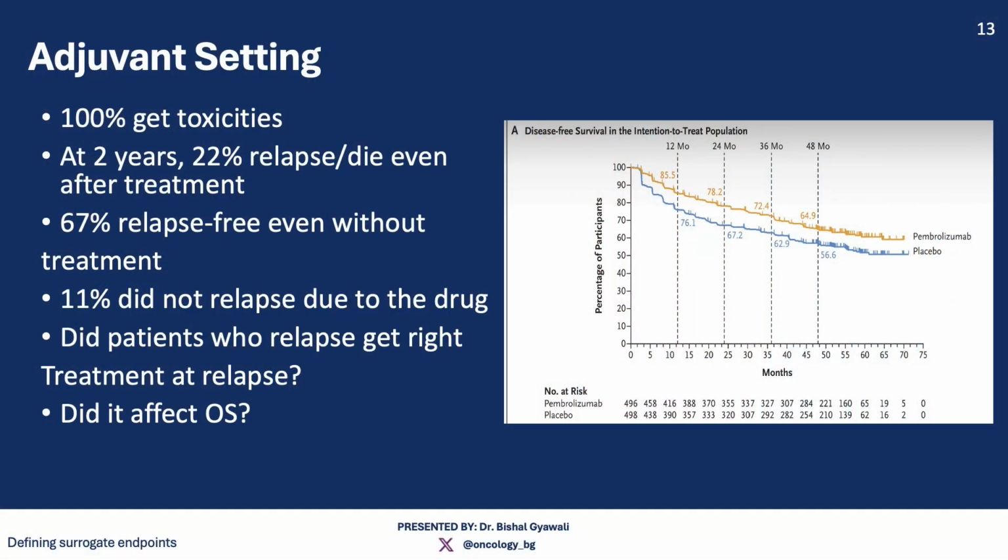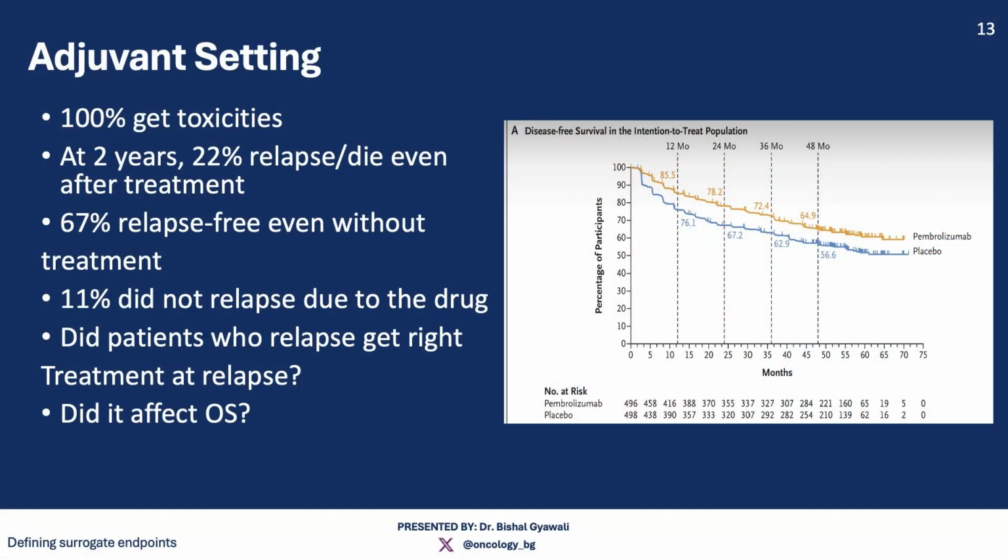Let's spend some time on the adjuvant setting as well, because in the adjuvant setting, I find it even trickier to rely on surrogate endpoints such as DFS as opposed to overall survival, because in the adjuvant setting, by definition, we're treating all the patients, some of whom may not need treatment and some of whom may not benefit from treatment. But 100% of the patients will get toxicities.